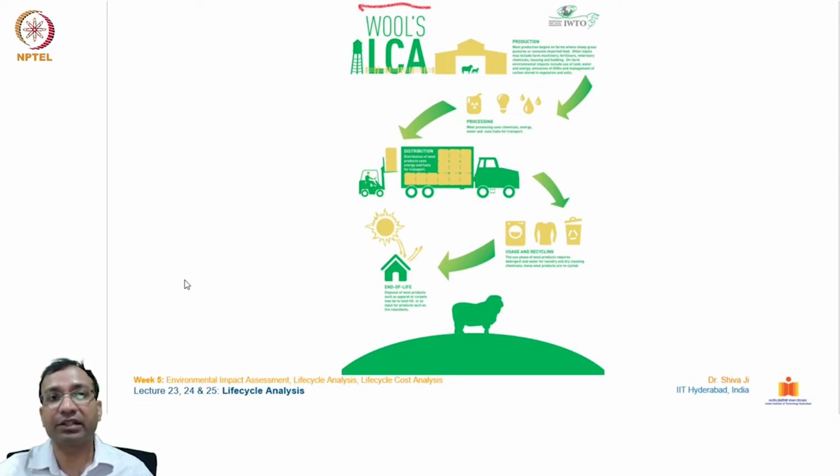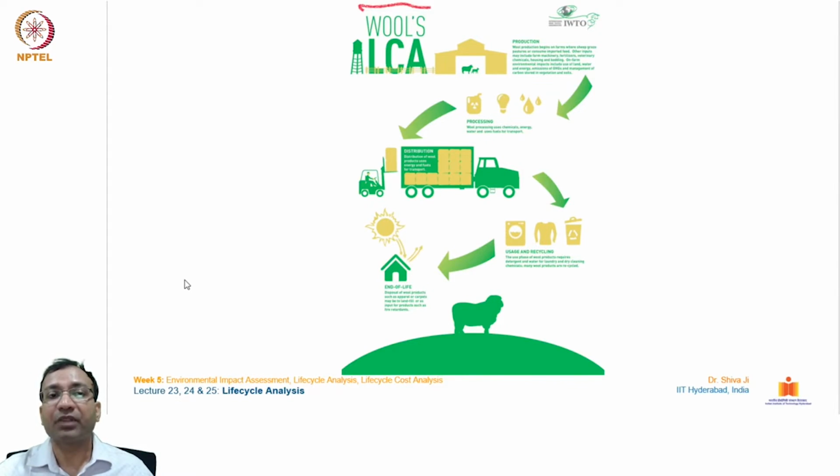Then it goes for transportation. It is distributed to the factories where the garments and woolen cloths are prepared and manufactured, and from there again it goes to the market, and then from there it goes to the user. Then the user uses it for a number of years for its usable time. Then at the end of the cycle, it goes back to nature.